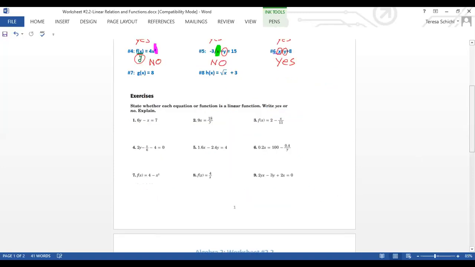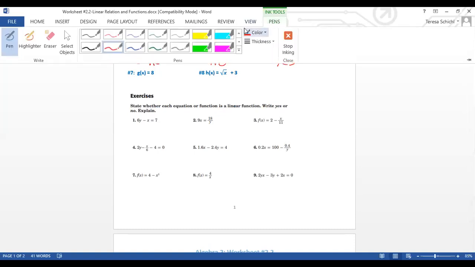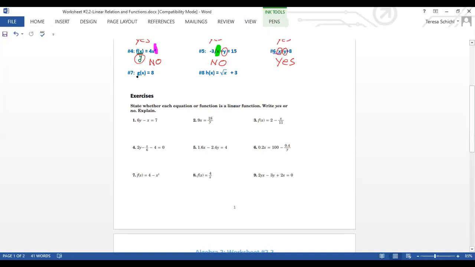Okay, so now the next one here, we say g of x equal to 8, right? So remember, like f of x, g of x, this is what we call y. So this is y equal to 8. Is this a linear function? Yes, right? We don't have to have both. I have a y, and this y is just by itself. So it's good, this is a linear function. I don't have to have an x here.